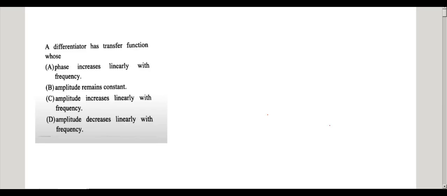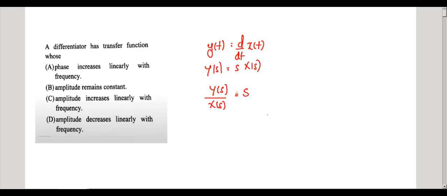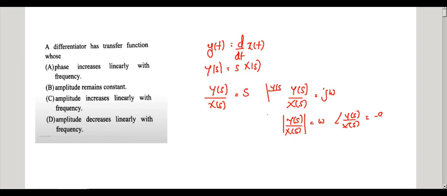Next question: a differentiator has a transfer function whose phase. For a differentiator, y of t equals d by dt of x of t. This is a differential function. Applying the Laplace transform, Y of s equals s times X of s. So what is the transfer function? Y of s by X of s equals s. This is the differentiator transfer function. So what is the magnitude? Y of s by X of s is j omega. The magnitude is omega. What is the phase angle? Phase angle equals minus 90 degrees.